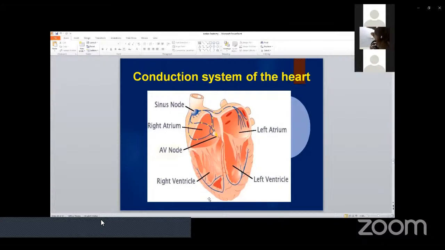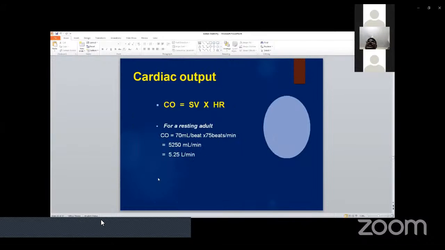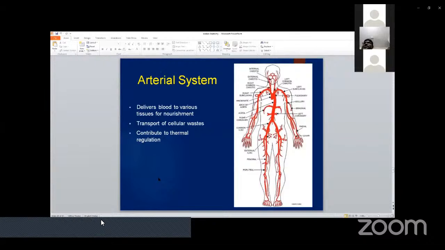The next slide is the arterial system. The arterial system delivers blood to various tissues. Arteries are blood vessels that supply oxygenated blood to all parts of the body, and they are marked with red color. As I have told you already, they transport cellular waste and contribute to thermal regulation. So it helps to maintain the temperature of our body.